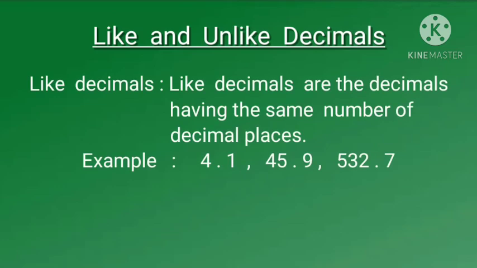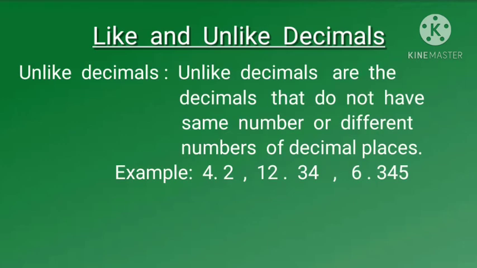Like and unlike decimals. Like decimals are the decimals having the same number of decimal places. For example, 4.1, 45.9, 532.7. Next, unlike decimals. Unlike decimals are the decimals that do not have the same number of decimal places. For example, 4.2, 12.34, 6.345. These are unlike decimals.